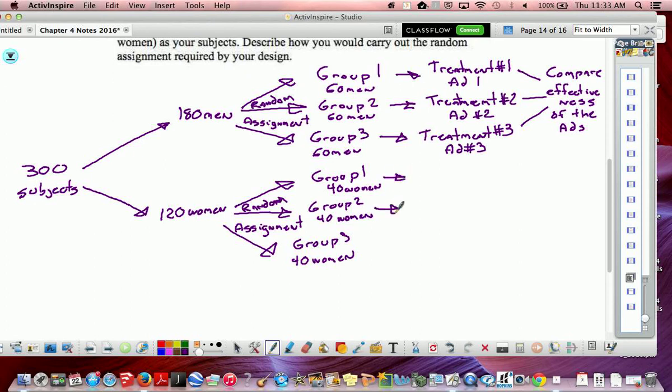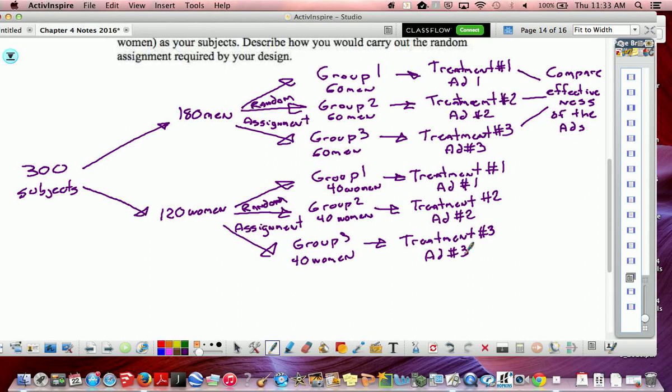And again, go ahead and write out all the treatments. So treatment number 1, which is add 1. Treatment 2 is add number 2. And treatment number 3 is add number 3. So again, we will compare the effectiveness of the ads.